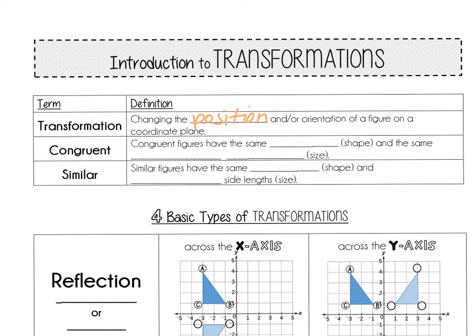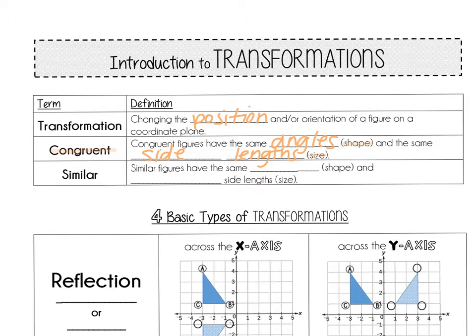Congruent means that congruent figures are going to have the same angles, which means they're going to be the same shape and the same side lengths. So they're going to be the same size and shape. They just might be in different positions. So same size and shape.